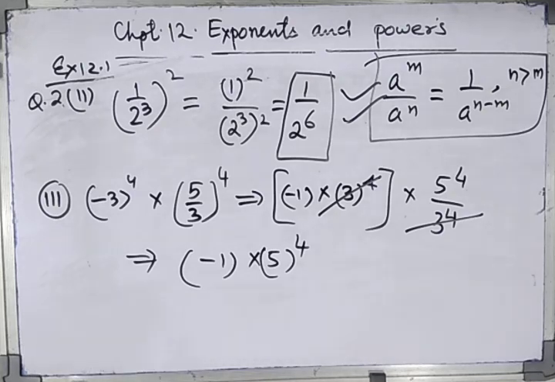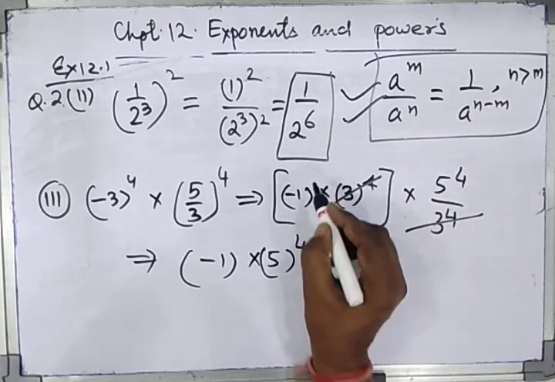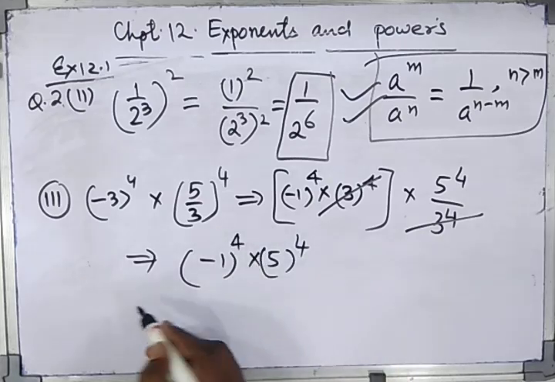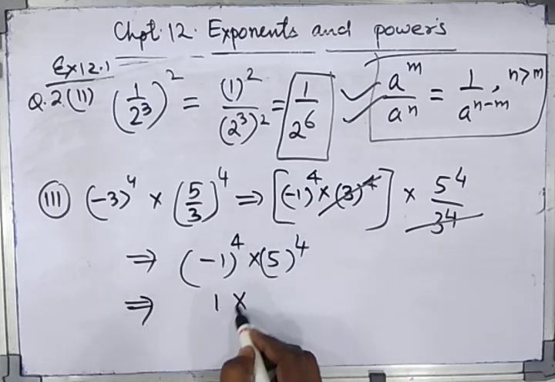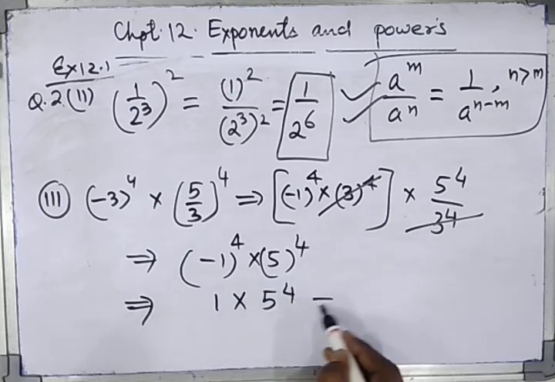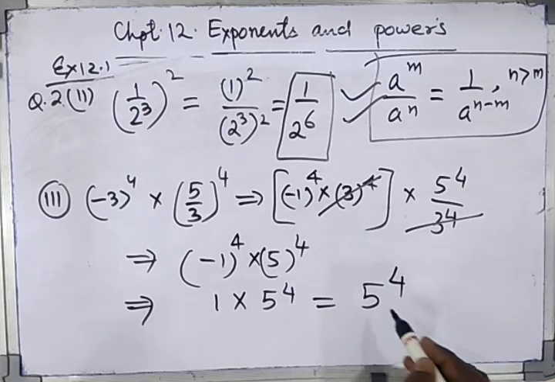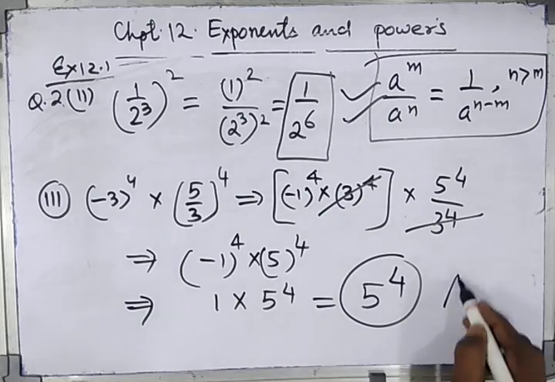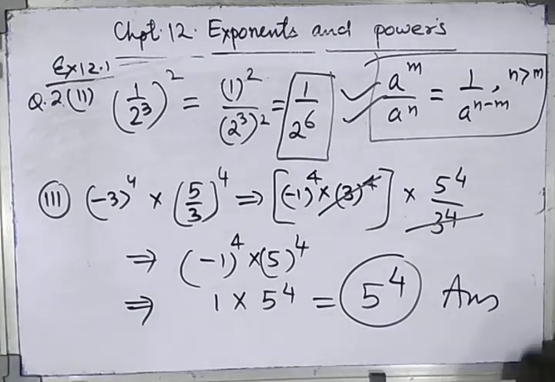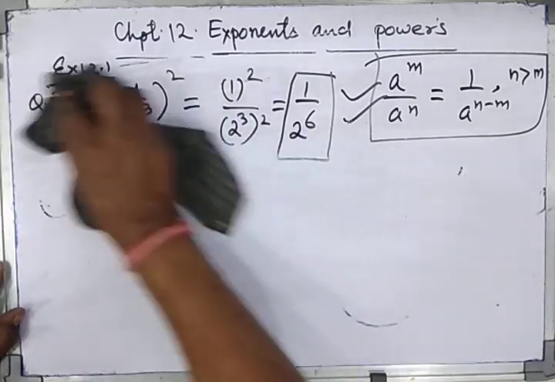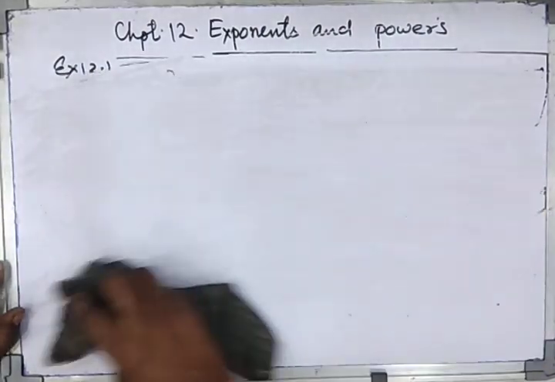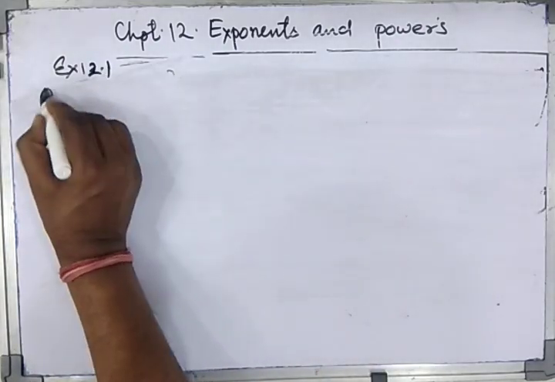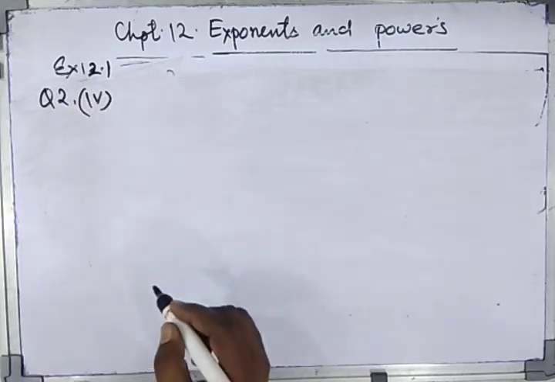Minus 1, students, minus 1 raised to 4 into 5 raised to 4. This will be equal to 1 into 5 raised to 4, which is 5 raised to 4. This is the required answer. Next, student, fourth one in question number 2.